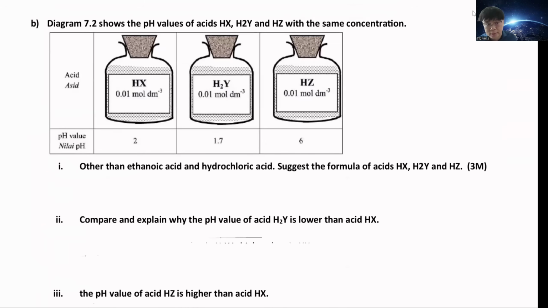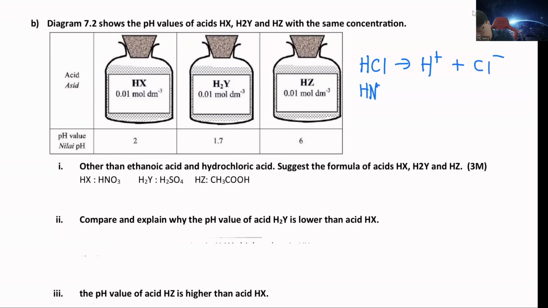Another example question will look like this. They give you X, Y, and Z. You can see this is a monoprotic acid and this is a diprotic acid. So they ask, for example, for a monoprotic acid, you can write HCl, which produces 1H plus and 1 Cl minus, or you can write nitric acid, because these two are strong acids which ionize 1 H plus out. For the diprotic acid, you must suggest sulfuric acid, which produces 2H plus.